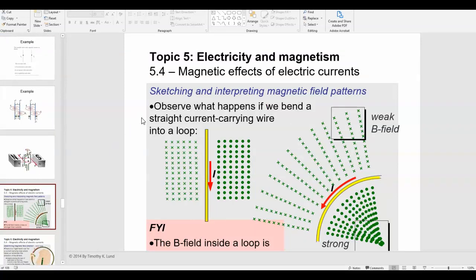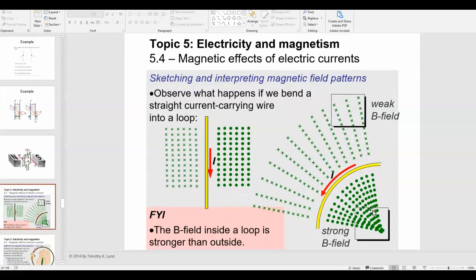Okay, so let's talk about the very last part of this unit. What happens if you take a long, straight, current-carrying wire and you bend it into a loop? So this would be the field vectors for a straight wire. If you bend it, notice what happens to the field. On the outside of the loop, the field actually gets spread out. It gets weaker. Whereas on the inside of the loop, it actually gets much stronger. It gets concentrated. Okay, the magnetic field inside of the loop is stronger than outside, much stronger.